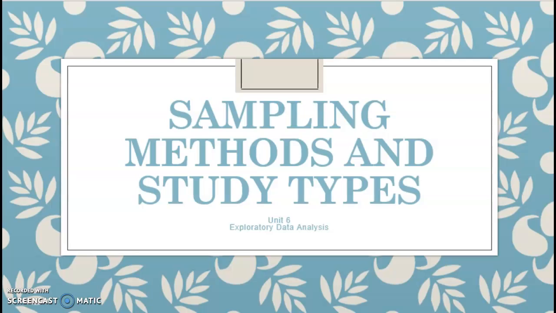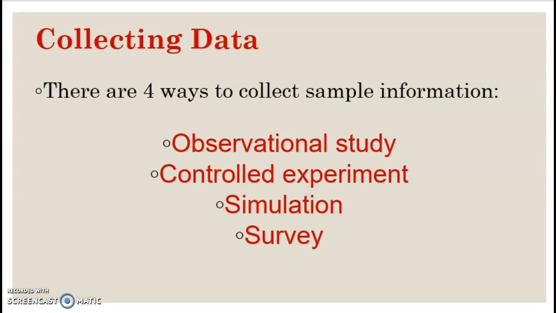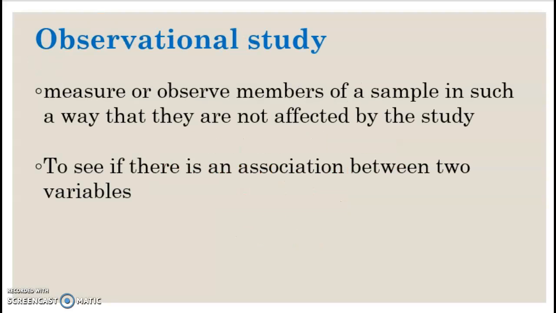Hi guys, this is the third section in unit module 6, talking about sampling methods and study types. There are 4 ways to collect sample information. You've got an observational study, a controlled experiment, a simulation, or a survey. They're all used for different reasons.